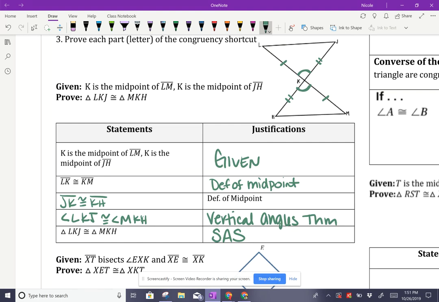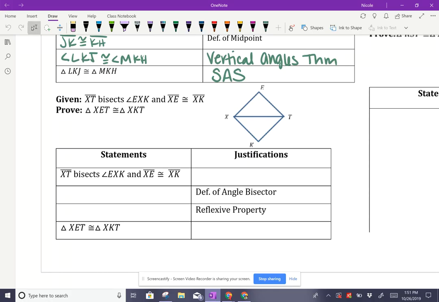Let's try another one just to get y'all comfortable. We've got line segment XT bisecting angle EXK. If it says bisects, I know I'm going to use definition of angle bisector, and what that's doing is cutting this angle into two congruent pieces. I'm also told that XE is congruent to XK. All of that's a part of my given. It tells me I'm using definition of angle bisector, like I said.